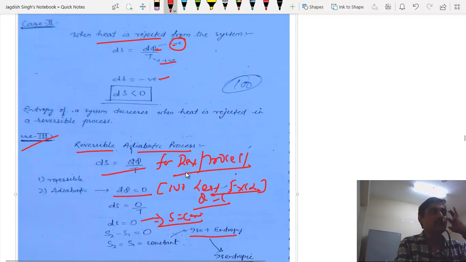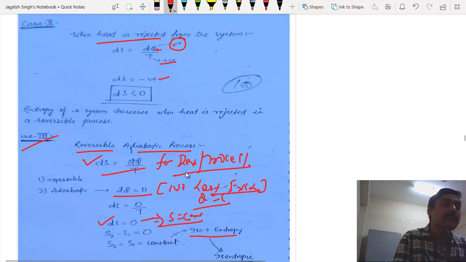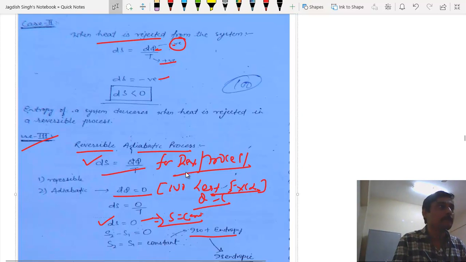Why? Because it is already clear that for a reversible process, dS is equal to dQ by T, and for an adiabatic process, there is no heat exchange. That means dS will be 0, which means S is constant, meaning entropy is constant. That means in a reversible adiabatic process, entropy will remain constant. Therefore, this process is also called an isentropic process.